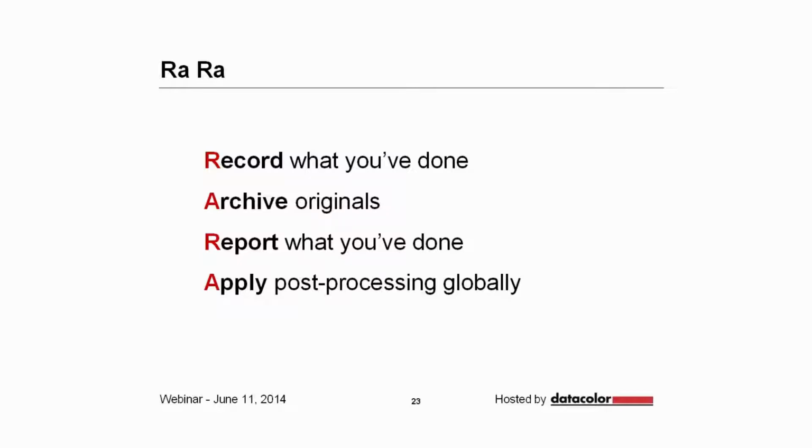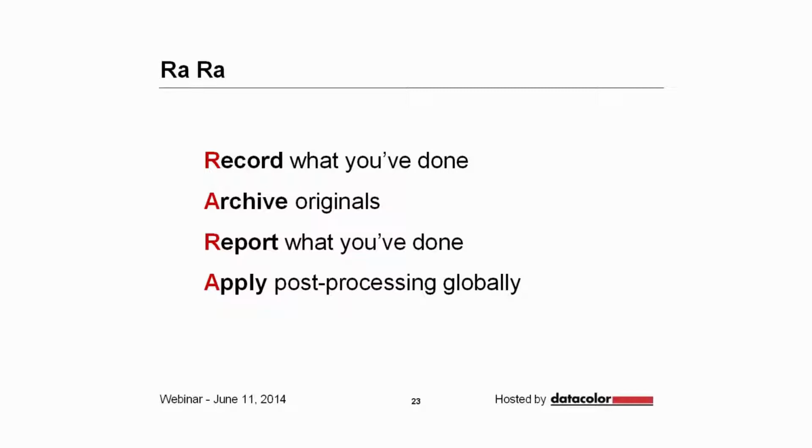RAH-RAH. Record what you've done: record everything you've done to your image after you've acquired it, and record how you've acquired the image, which camera settings and equipment settings. Archive your originals, and in this instance, by archive, I don't just mean that you store it in a place, but that you also prevent people or yourself from saving over your original image, because guess what? That's what you're going to be asked for if you're challenged at any point about the images that you used in publication. And then you need to report what you've done.